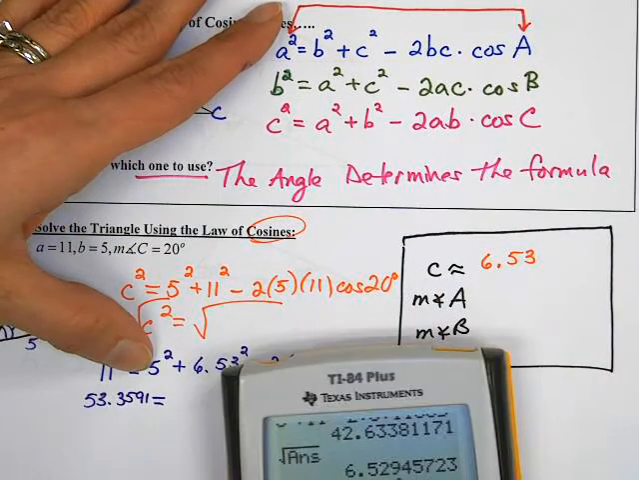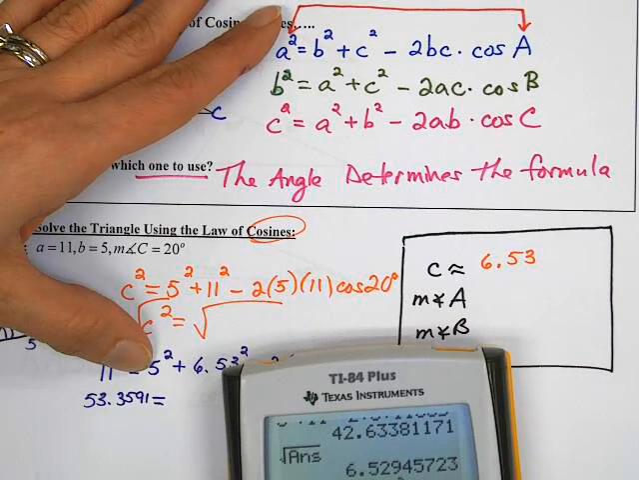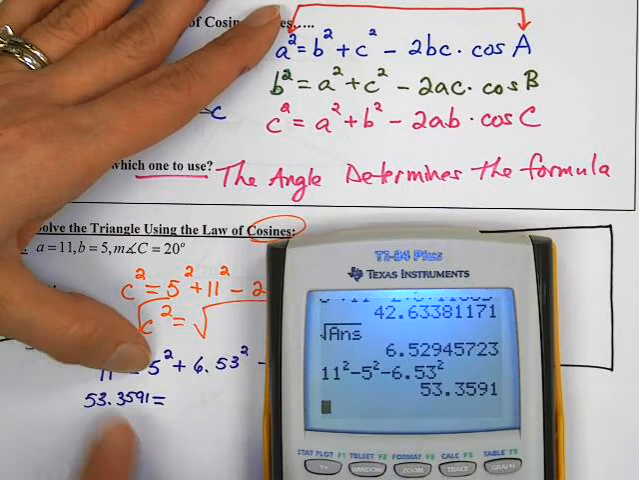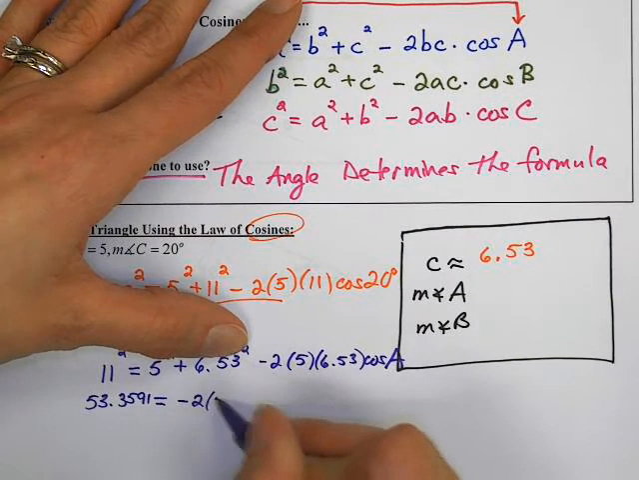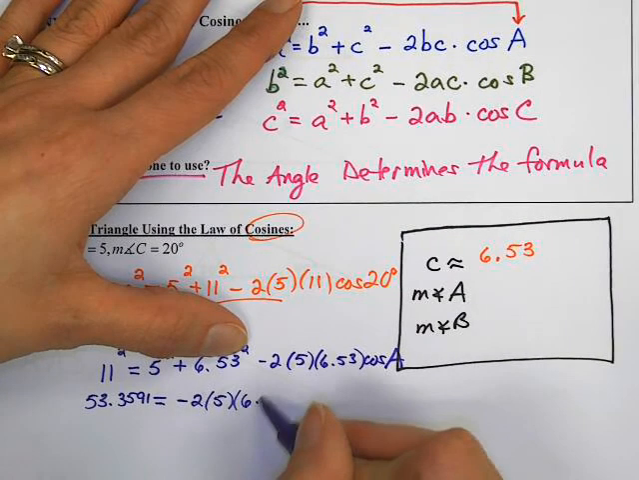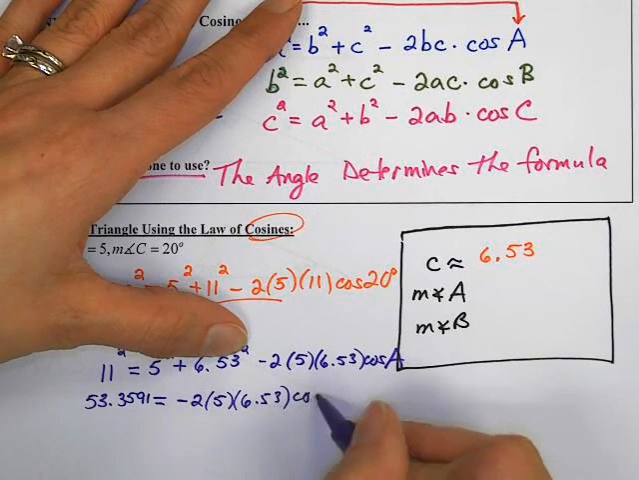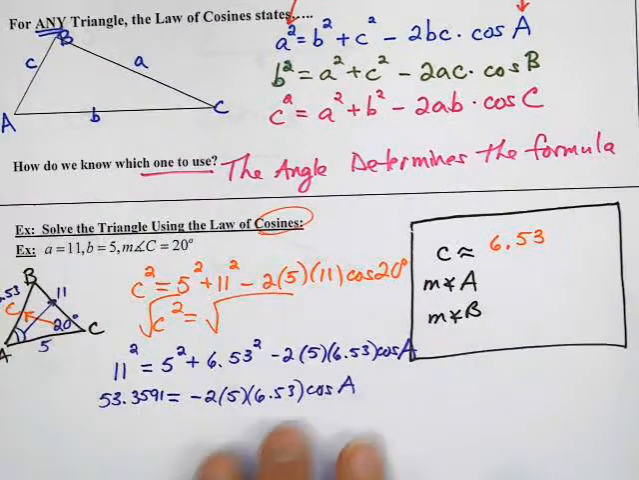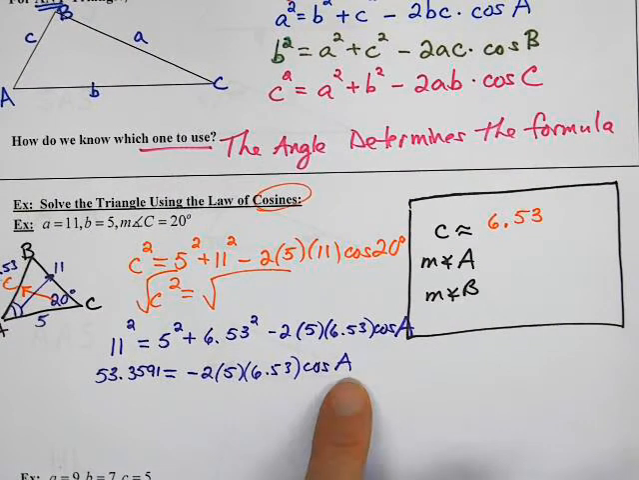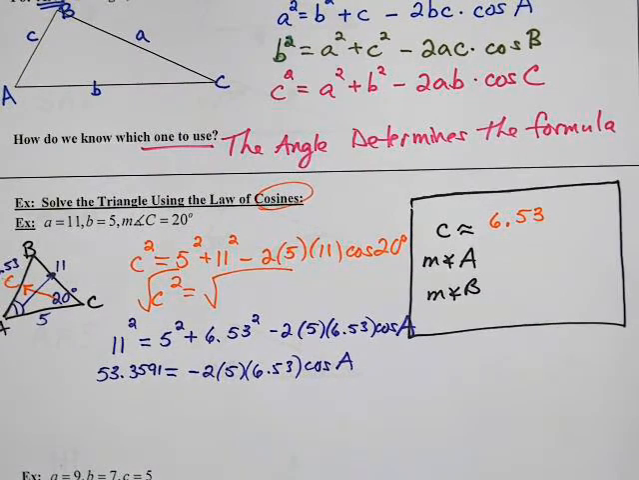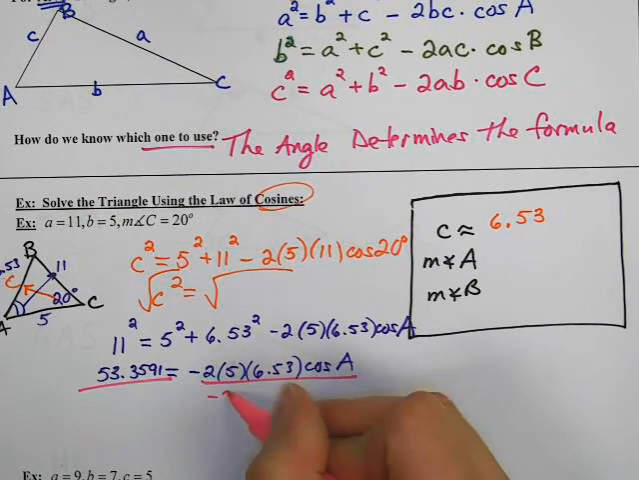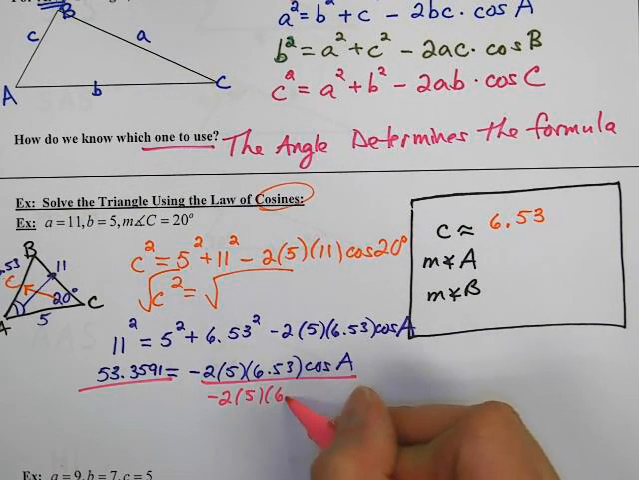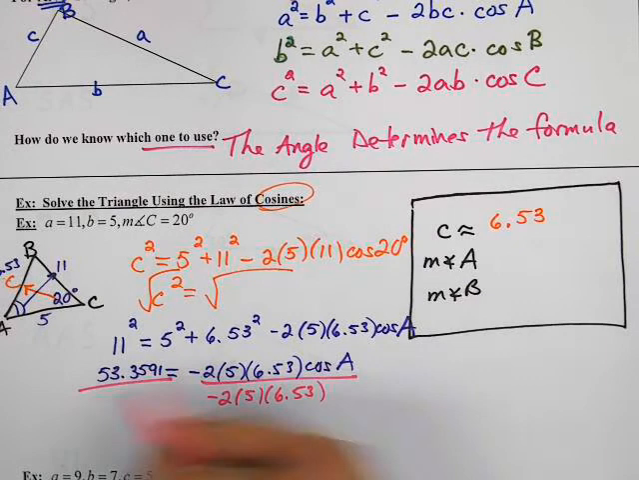53.3591. Okay, I'm going to use this calculator answer here, but I'm just going to write down some stuff. And that gives me negative 2 times 5 times 6.53 times the cosine of angle A. Okay, so that's how far we got. We're trying to find angle A, so is there any more baby algebra we can do? We can go ahead and divide both sides by negative 2 times 5 times 6.53.